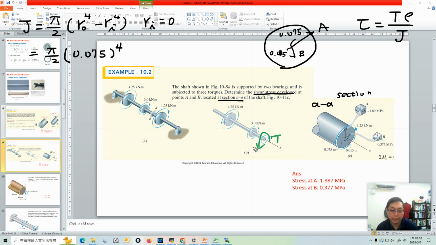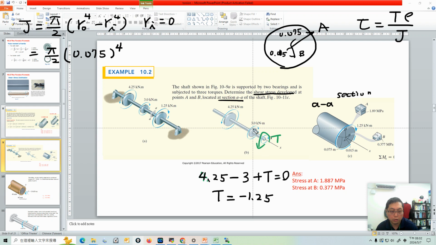In this problem, we only have to consider the moment balance. So the moment, we have 4.5 kilonewton, and it's counterclockwise, so it's positive, and it's 3 kilonewton times meter, and it's clockwise, so it's negative. And assume T equal to 0. So what's our T? Our T is minus 1.25.